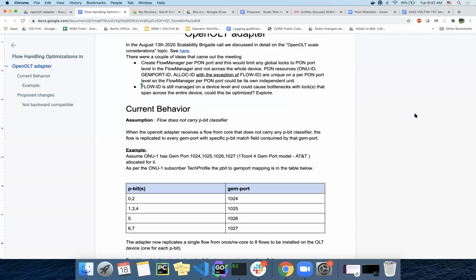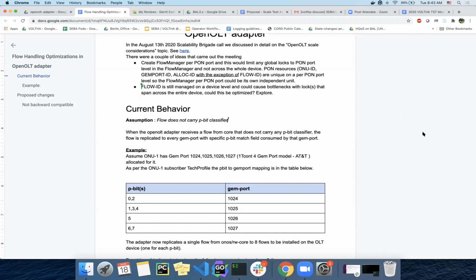Well, no, the thing is, even to do the proof of concept, there is significant work involved. I might as well just do that and see what happens. It's about 2 to 3 days of work. Oh, okay. And if it doesn't make sense, I might as well just remove that and go down another path. So the thing is, if you make the changes in the OpenOLT adapter, you'll have to make the changes in the OpenOLT agent as well.